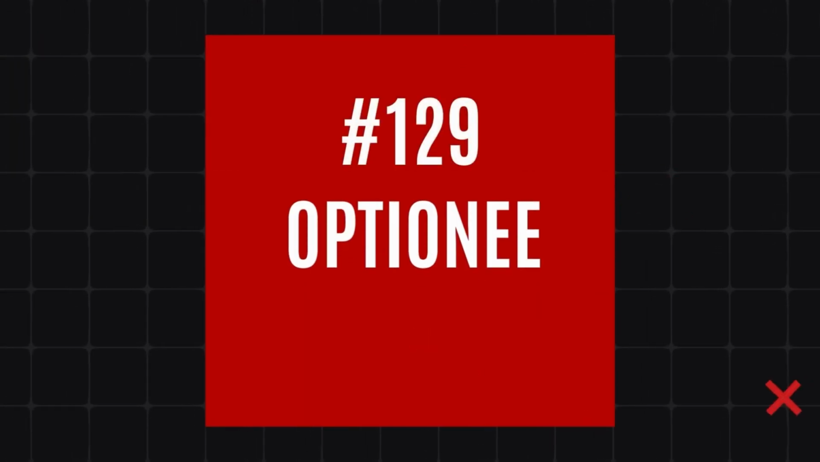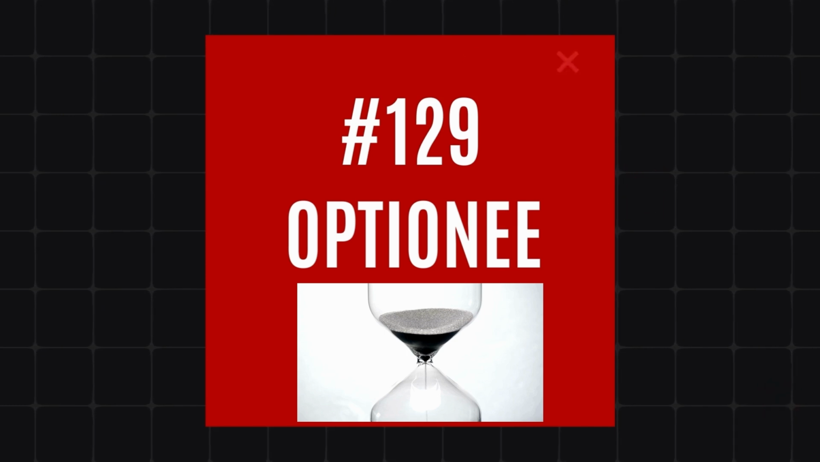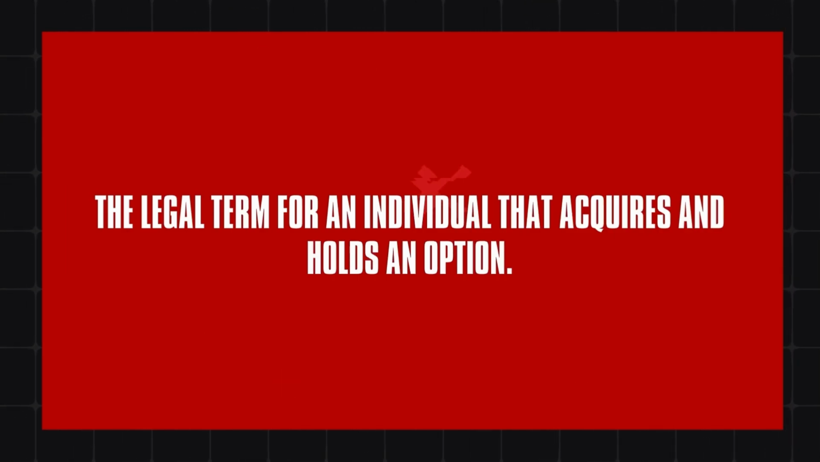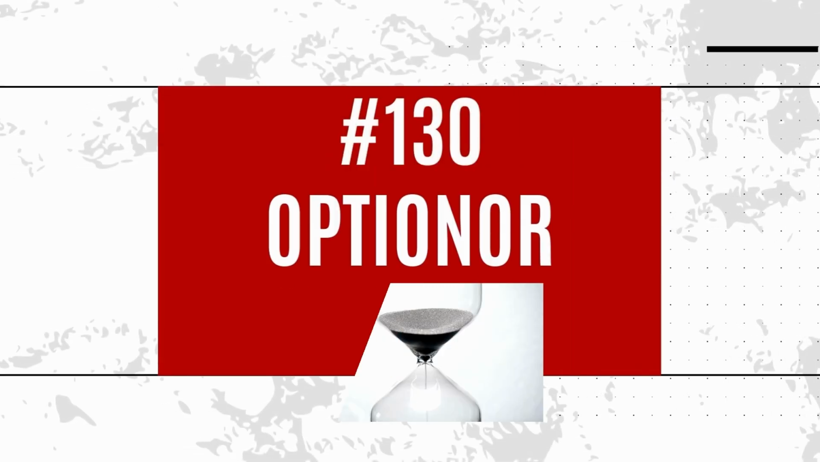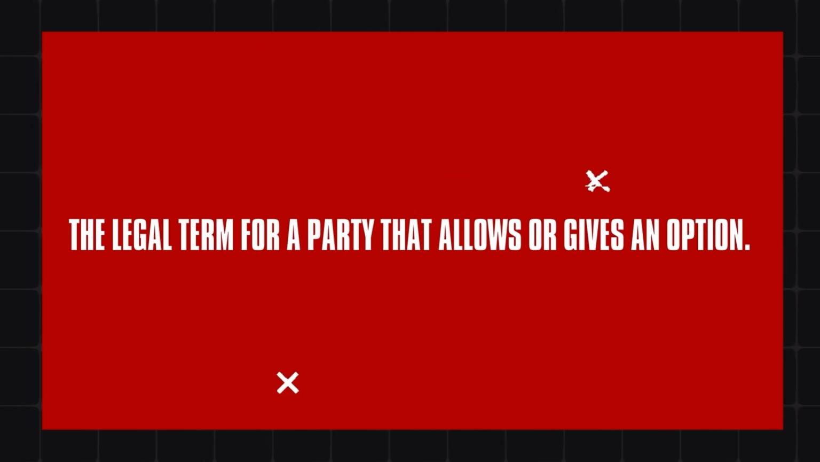Let's jump straight to the next one. Optionee. What's this term about? An optionee is the legal title for someone who obtains and holds an option in a contract. Optioner. Optioner refers to the party granting the option in the contract. Together, optionees and optioners make the contract game complete.